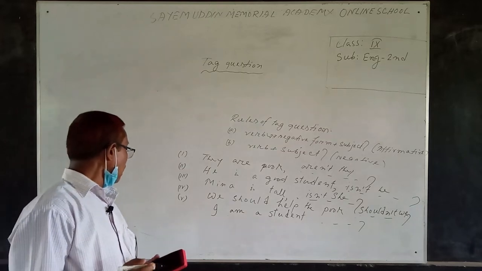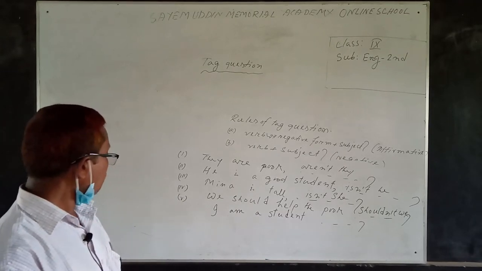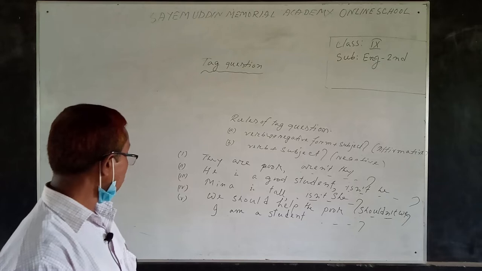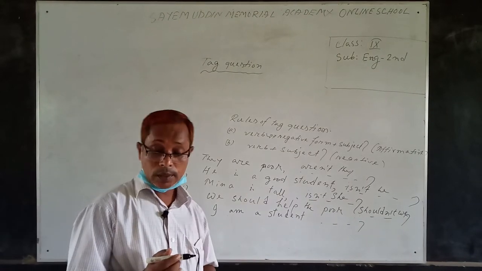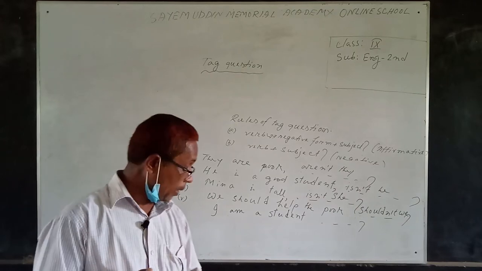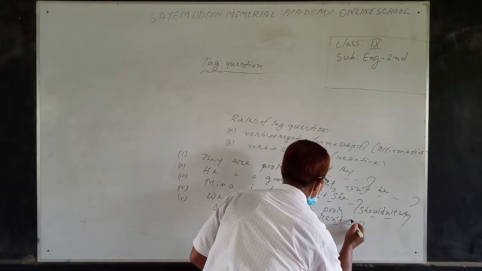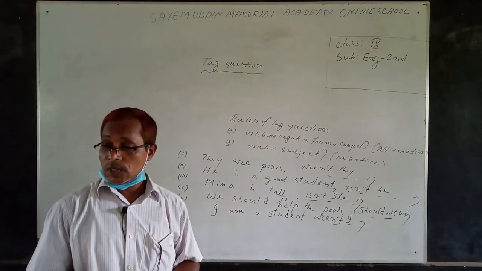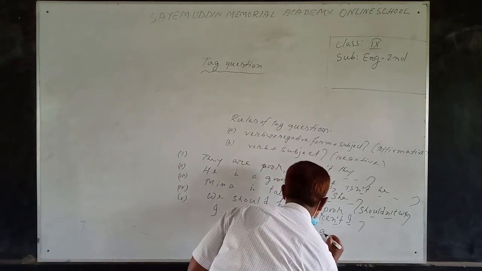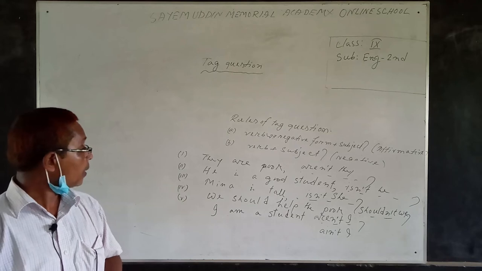Dear students, look at question number 5. It is very important. If an affirmative sentence takes am as a verb, at the time of making that question, am will be are. Am will be are. There is also an alternative answer to this question: am I not.